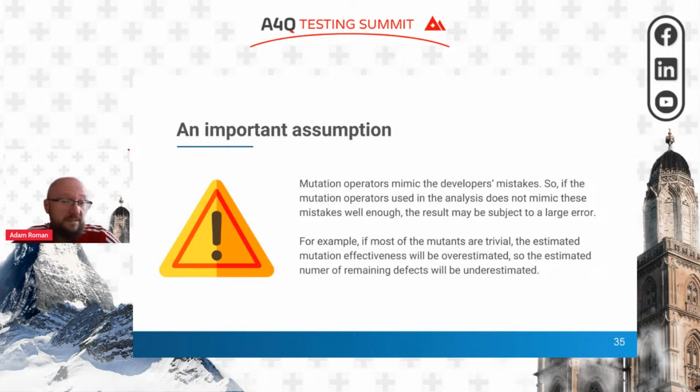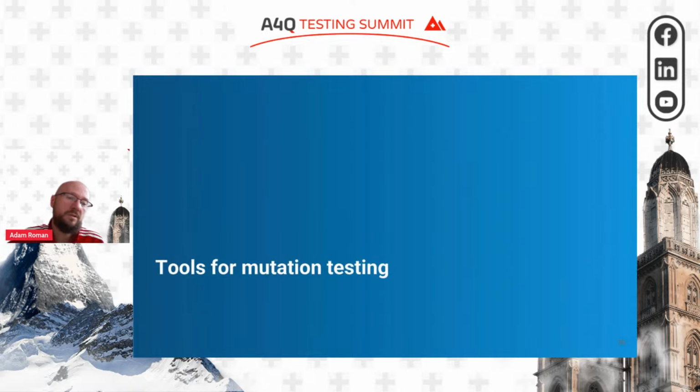Mutation operators, I said that they mimic the developer's mistakes. So if the mutation operators used in the analysis do not mimic these mistakes, let's say, these are trivial mutants, the result may be subject to a large error. But if the operators reflect the real developer's mistakes, this estimation may be very accurate. So these are two things that we can do with mutation testing: evaluate our tests and predict the number of remaining defects. And now, at the end of this presentation, I would like to say a few words about tools.